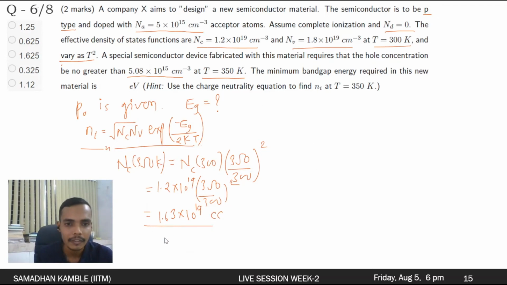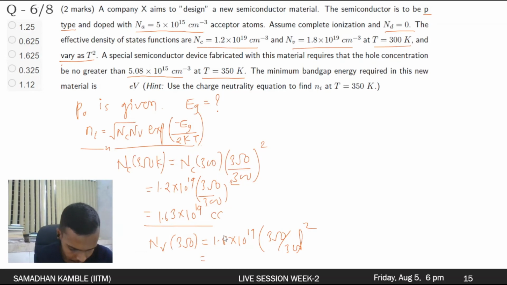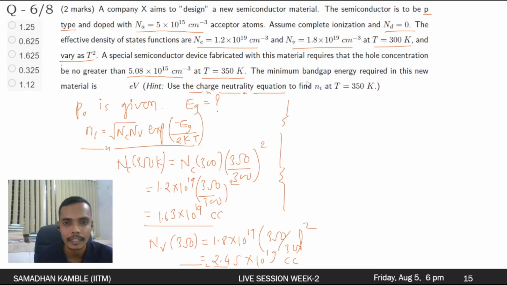Okay. Similarly, we can find the value of Nv at 350 Kelvin, which is equal to Nv at 300 Kelvin, that is 1.8 times 10 to the power 19, times (350 over 300) whole square. So Nv at 350 Kelvin comes out to be 2.45 times 10 to the power 19 cc. Okay, so we have the values of Nc and Nv. Now we need to find the value of Ni at 350 Kelvin.